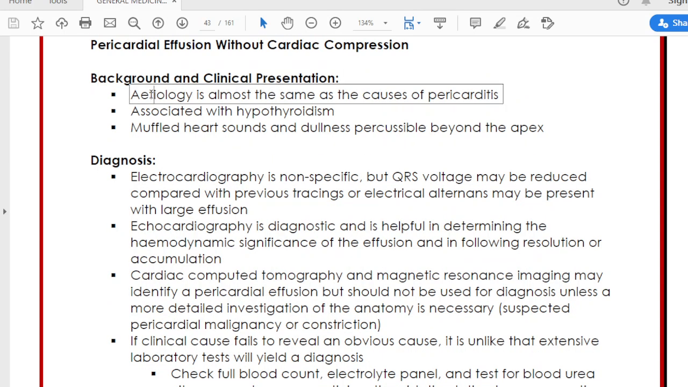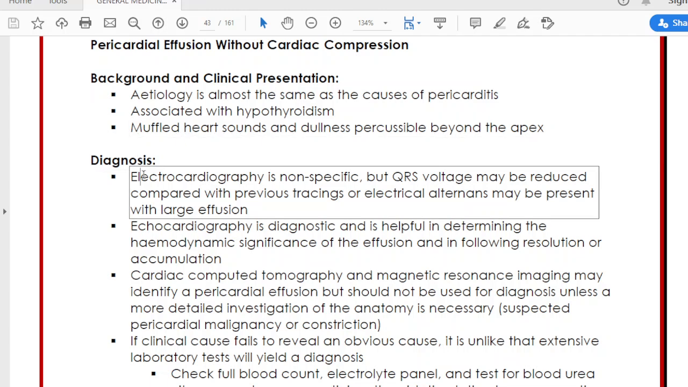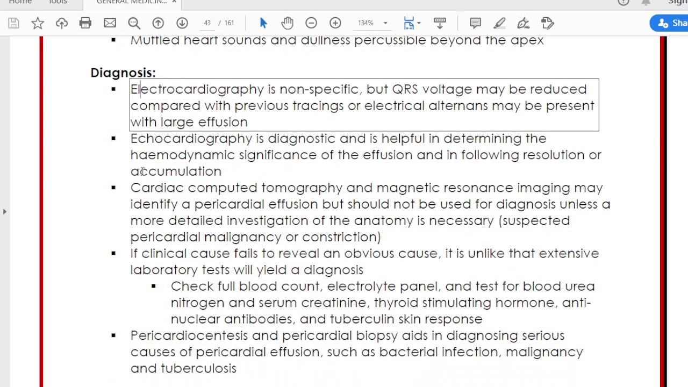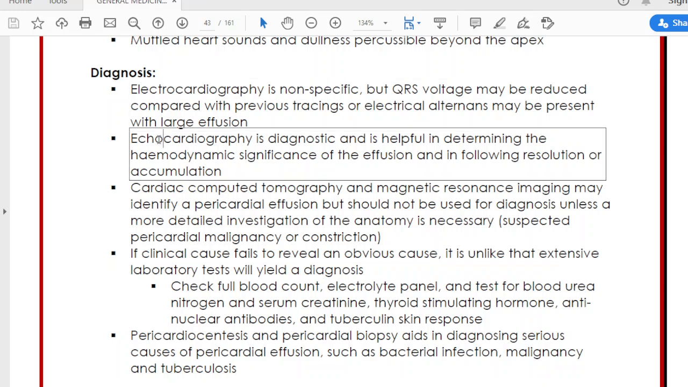Etiology is almost the same as the causes of pericarditis. Associated with hypothyroidism. Muffled heart sounds and dullness percussible beyond the apex. Diagnosis. Electrocardiography is nonspecific, but QRS voltage may be reduced compared with previous tracings, or electrical alternans may be present with large effusion. Echocardiography is diagnostic and is helpful in determining the hemodynamic significance of the effusion and in following resolution or accumulation.